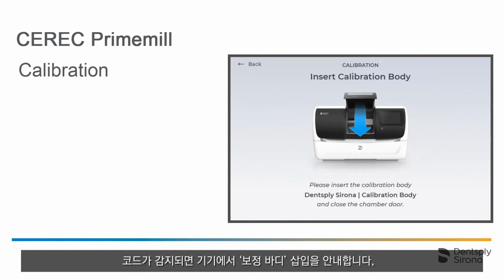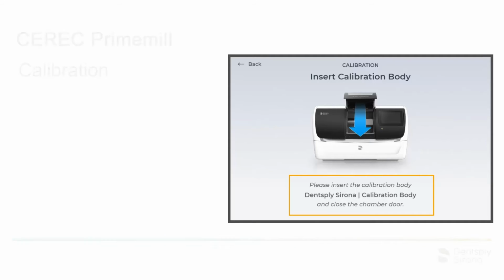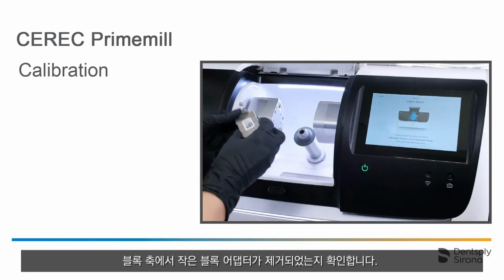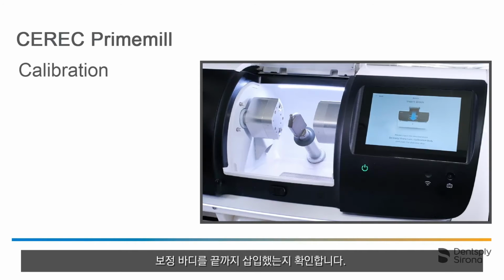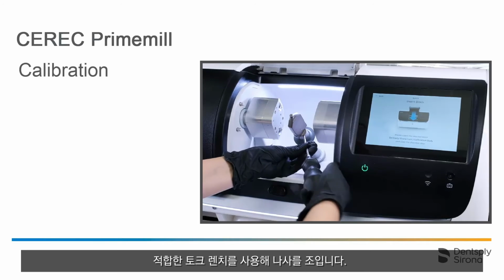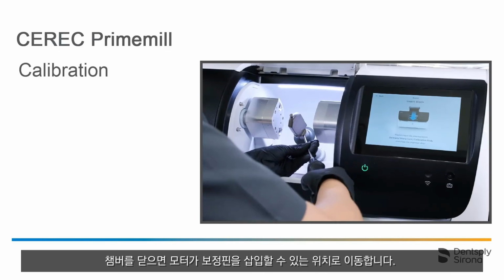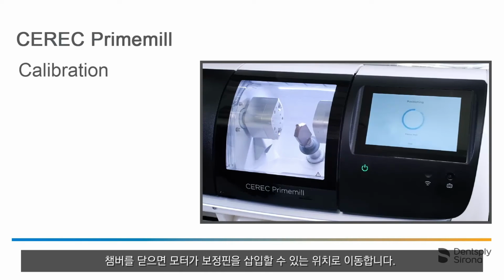When the calibration body has been detected, you will be asked to insert it. Next, we will watch another short video sequence about this. Make sure that the adapter for smaller blocks has been removed from the block axis and set the calibration body in its final position. The screw is fastened with the appropriate torque wrench. Then we close the chamber and the motors move to a position from where the calibration pins can be inserted.